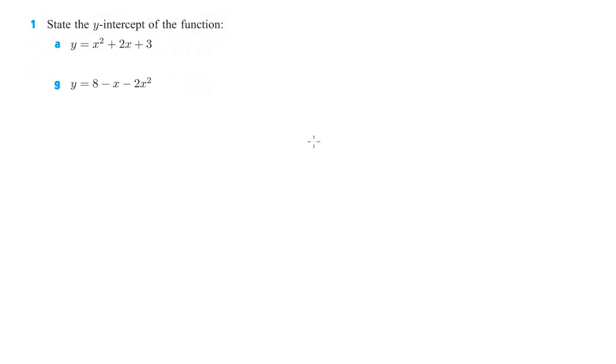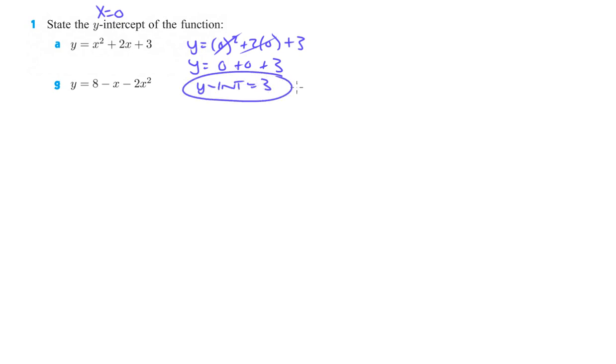I'm going to take you through some of the problems on the 6C assignment. First one to take a look at is number 1. State the y-intercept of the function. So remember, when we have the y-intercept, that's when x equals 0, right? So I'm just going to plug 0 in for the x's. So in this one here, we'd get y equals 0 squared plus 2 times 0 plus 3. So that is going to be 0 plus 0 plus 3. So the y-intercept is going to be 3 on that one.